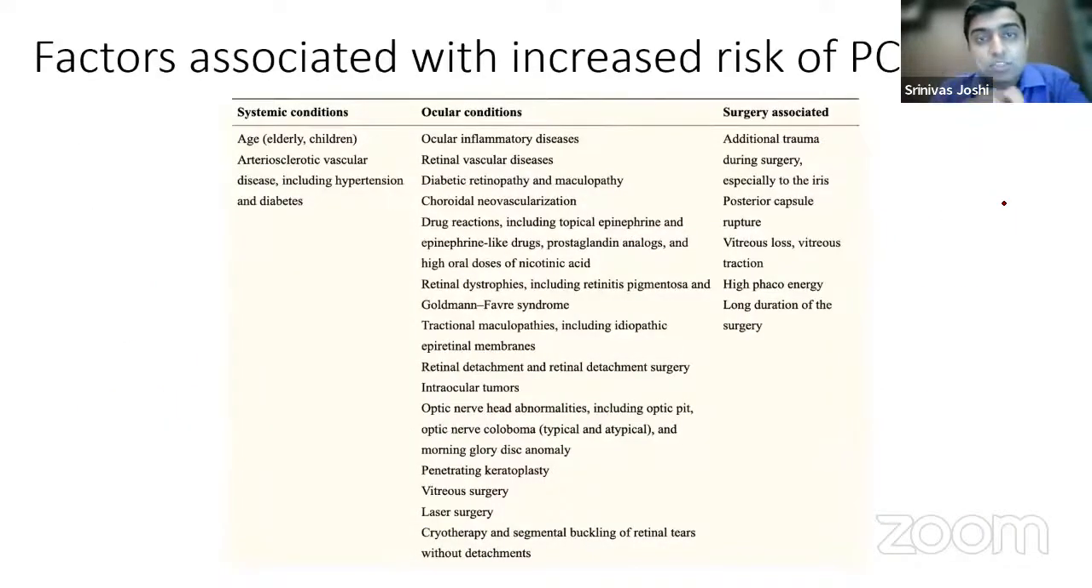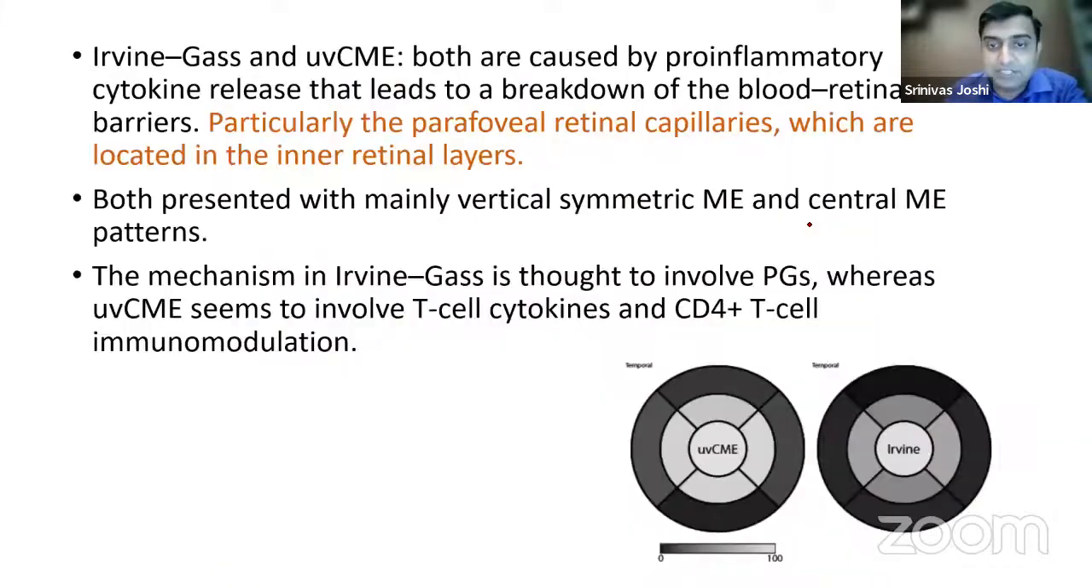So what about the factors associated with increased risk of PCME? It could be various ocular conditions like vascular diseases, diabetes, CNVM, certain drugs, certain retinal dystrophies, retinal detachment, and optic nerve head abnormalities, including optic pit and optic nerve coloboma. Vitreous surgery and laser might all cause an increase in PCME. In surgery, we all know that additional trauma, especially handling of the iris or posterior capsular rupture, vitreous loss, vitreous traction, high phaco energy, and a long duration of surgery are associated with increased risk for PCME.